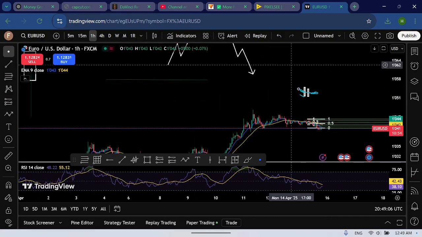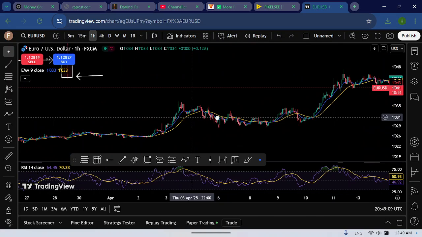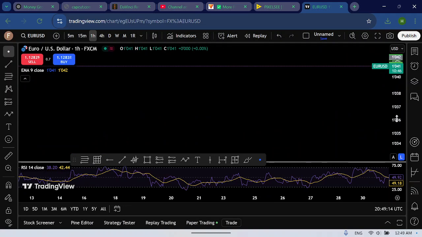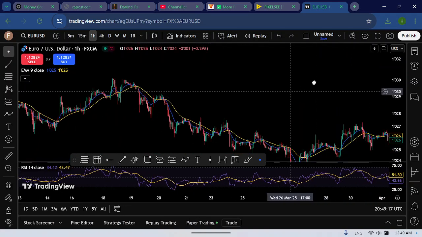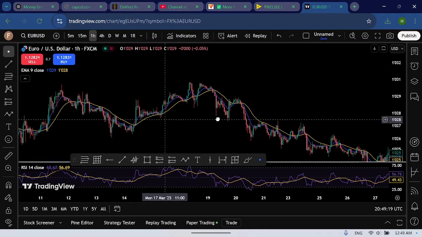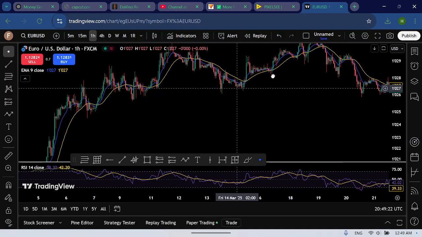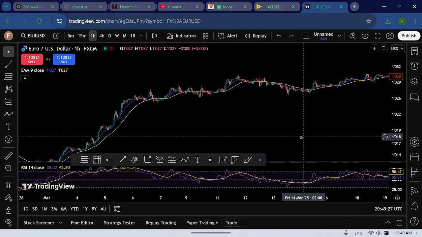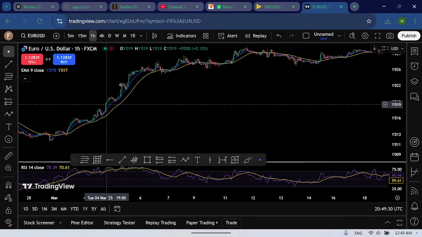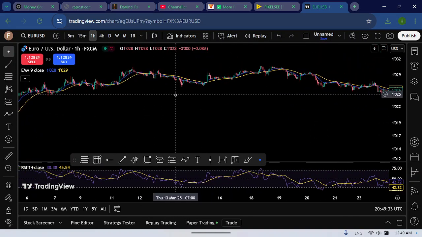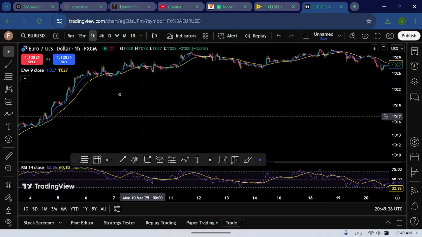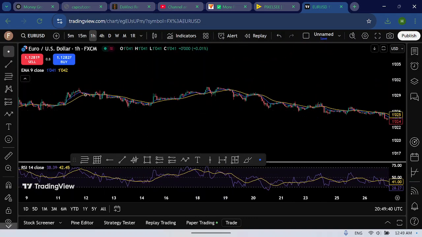Let me take an example for you guys so it would be easy to understand. As you can see, it's an uptrend right here, and then it goes consolidating. Consolidating means it's sideways. It doesn't have any big moves like this one. So this means it's consolidating. It has a potential support and resistance.